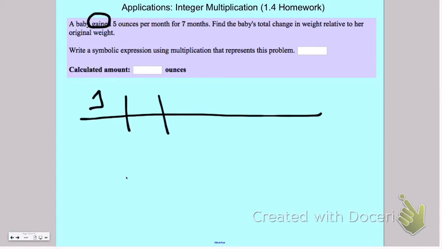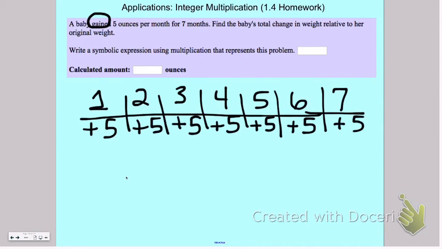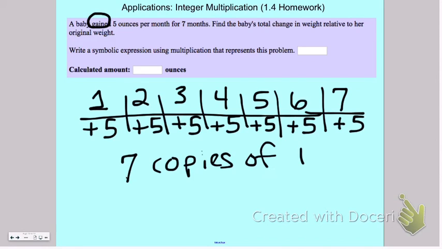So this is going to be month 1, 2, 3, 4, 5, 6, 7. Just kind of gives me an idea, and I see that she or he, doesn't tell us, is gaining 5 pounds a month. So I can think of this as 7 copies of 5 pounds. So 7 copies of, or 7 groups of, a positive 5 pounds, right? And that's going to mean that I'm going to multiply 7 times 5.